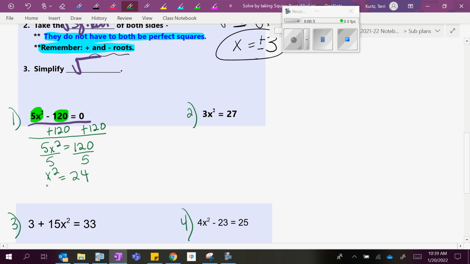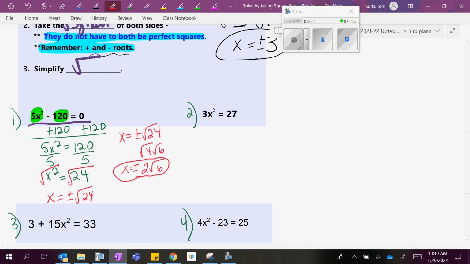Now we've got x squared equals 24, but we want just x. So we're going to take the square root of both sides, and we get x equals plus or minus radical 24. However, now we look at radical 24, and is that in simplified form? No, it's not. Simplify that radical to be radical 4 and radical 6, which simplifies to 2 radical 6. So our final answer is x equals plus or minus 2 radical 6.